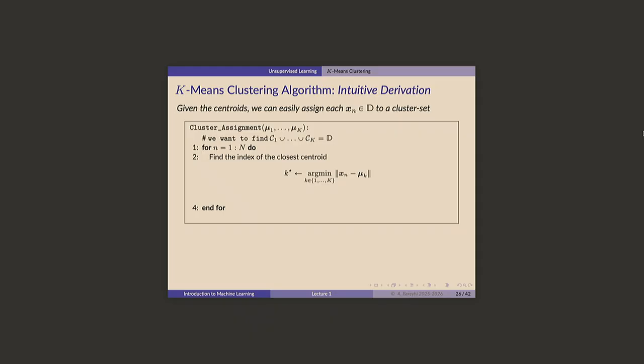So for every single point inside my data set, I find the k star. K star is the index of the cluster which is closest to the data point xn, and then I say that xn is inside that cluster. So I take my whole data set, and based on the random centroids that I started with, I cluster them into k different clusters. Everybody's cool? Everybody sees that? Okay, this is the clustering part.